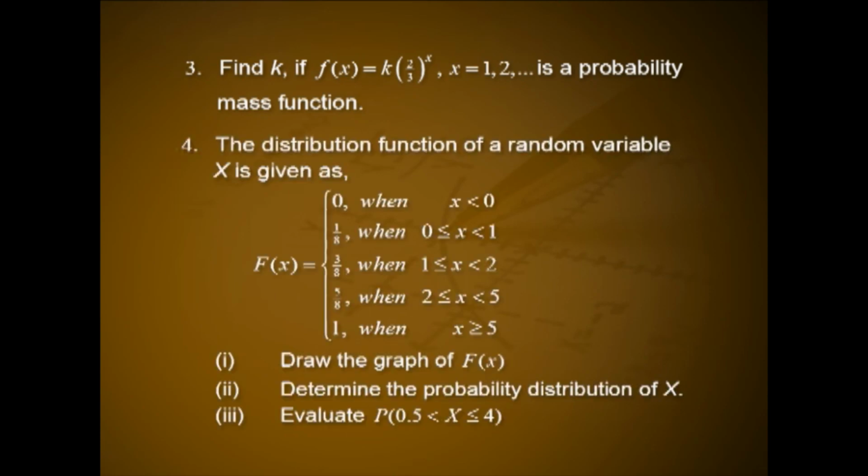4. The distribution function of a random variable x is given as capital F of x is equal to 0 when x less than 0, 1 by 8 when 0 less than or equal to x less than 1, 3 by 8 when 1 less than or equal to x less than 2, 5 by 8 when 2 less than or equal to x less than 5 and 1 when x greater than or equal to 5. Number 1, draw the graph of capital F of x. 2. Determine the probability distribution of x. 3. Evaluate p of 0.5 less than x less than or equal to 4.